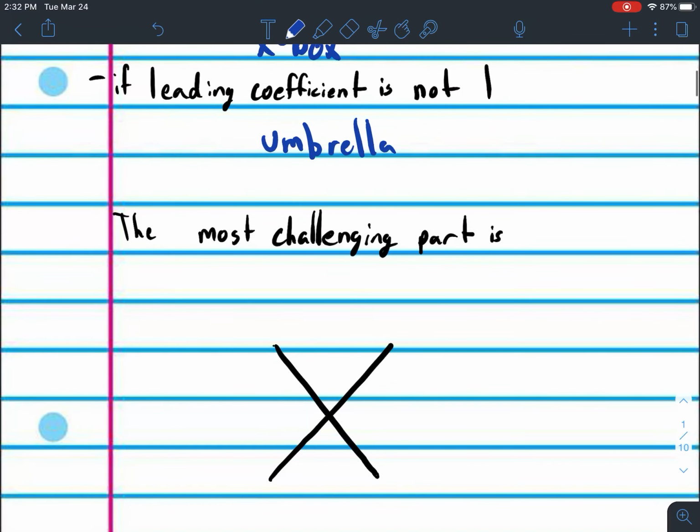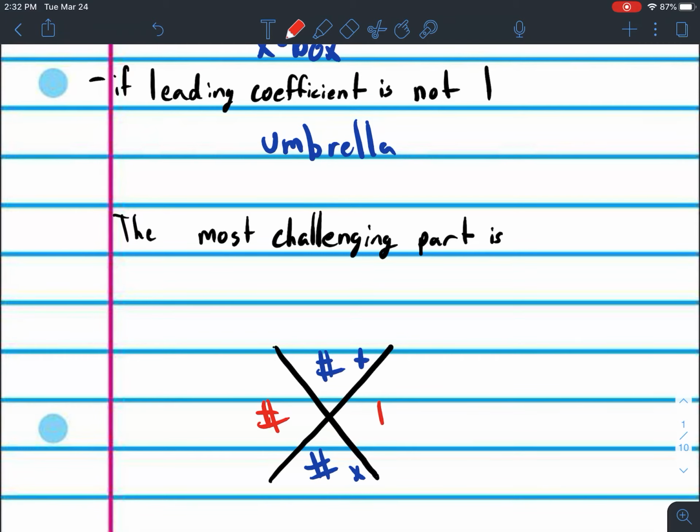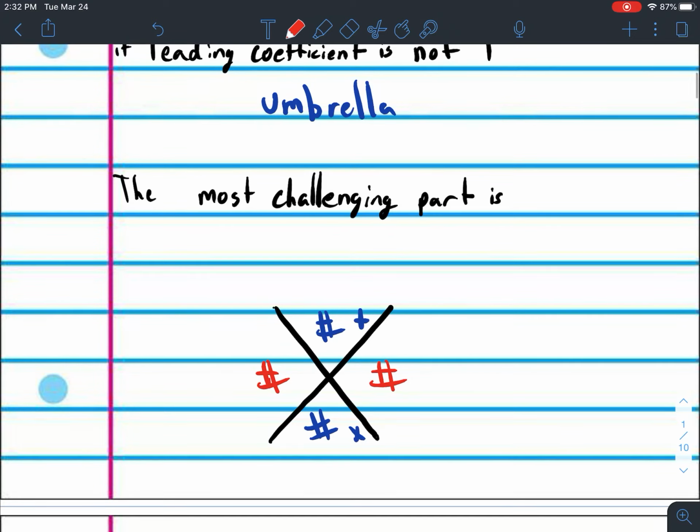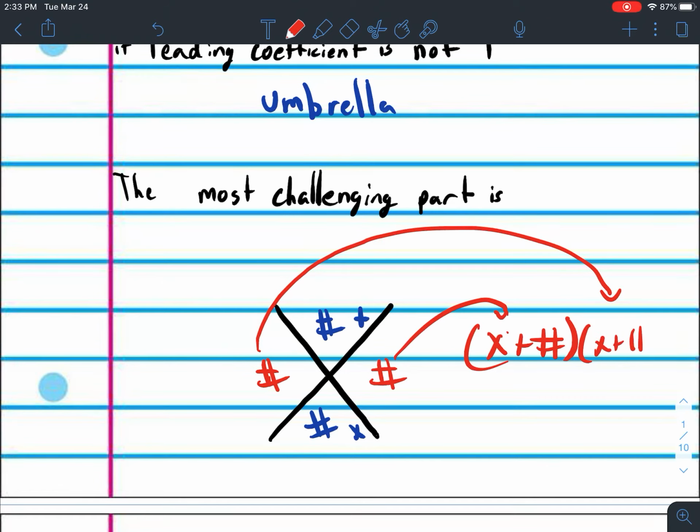Now, when it comes down to either the x box or the umbrella method, the most challenging part is finding your two numbers. Let's just say we put a number right here and a number right here. What we do is we always add to the top and multiply to the bottom. Once we figure out those two numbers, we put them here and here. It depends on whether you're doing the x box or umbrella method, but once you break it down as much as you can, you'll have one answer be x plus this number, and the other one will be x plus whatever that number is. Really just depends. So practice, you guys.